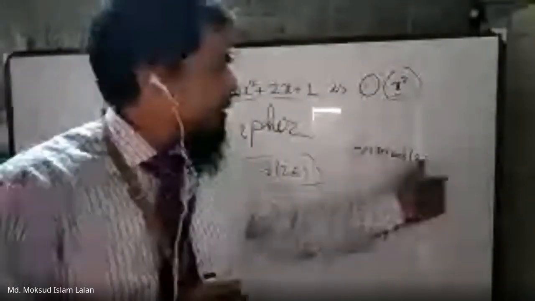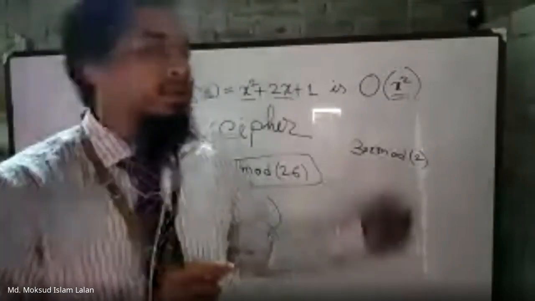Can 1 be divided by 2? No, sir. It is smaller, so what is the remainder? The remainder is 1, right? Yes, sir. Do you understand?